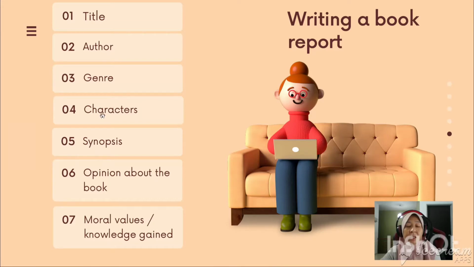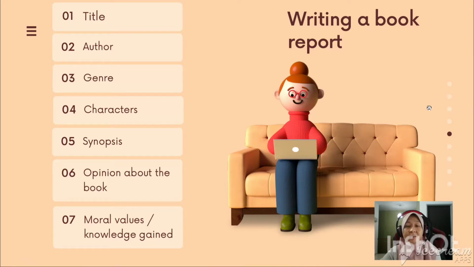Characters. Characters are the person or the people involved in the story. Normally, we are talking about the main characters. Synopsis. Synopsis is a short description of the story. Opinion about the book. When you are giving your opinion about the book, you can state whether you like it or you don't like it. So it can be positive or negative. And when you give an opinion, you have to state the reason. And number 7 is the moral values or the knowledge gained from the story.